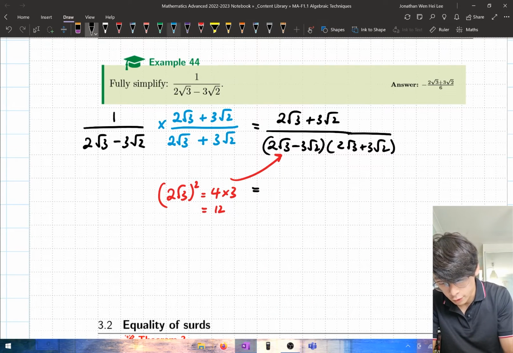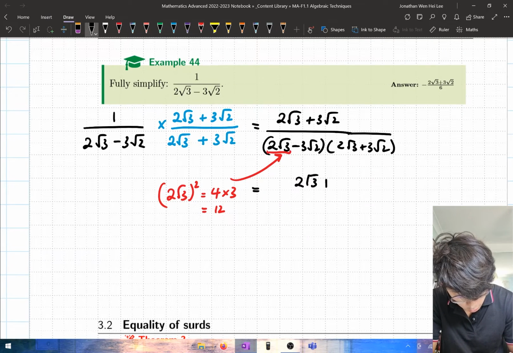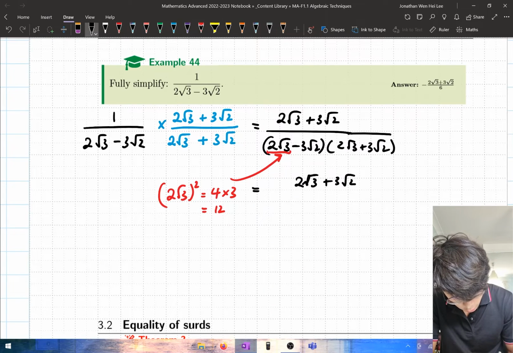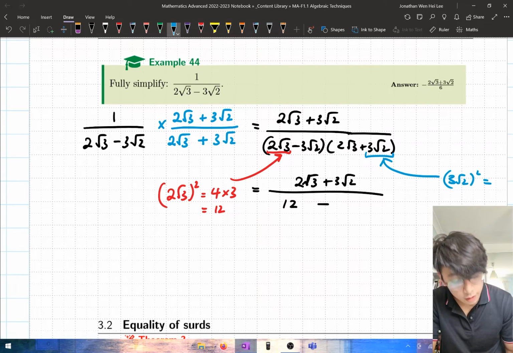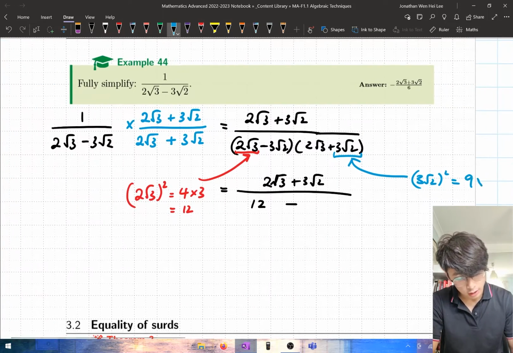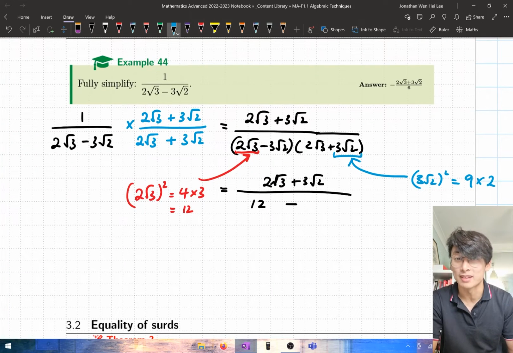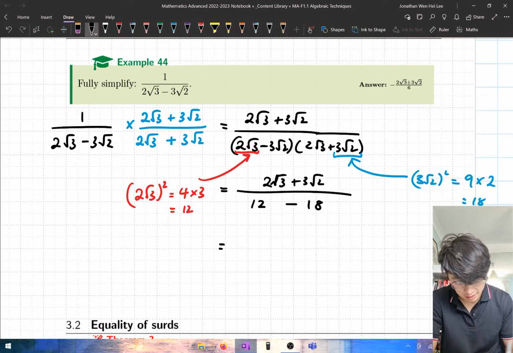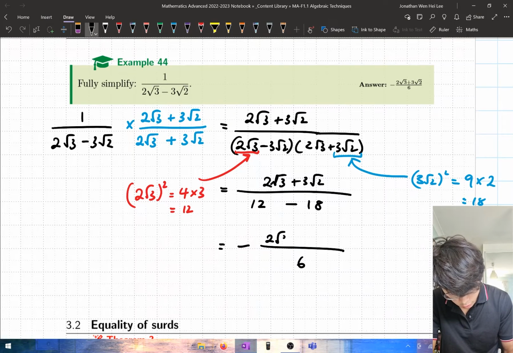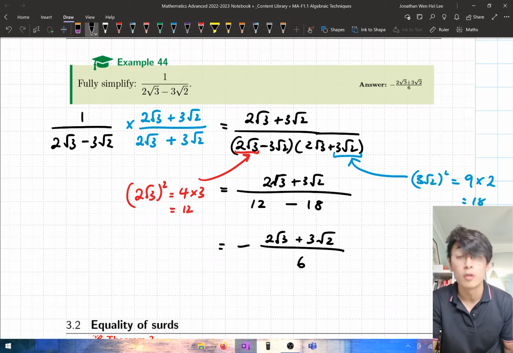So here the numerator stays the same, 2 square root 3 plus 3 root 2 all over. And then the denominator, I get 12 minus, and when I do the same thing to my 3 square root 2, when I square that, I square the 3 and I get 9 times, and then when I square the square root 2, I get a 2. So this gives me 18. So I get 12 minus 18, that will give me minus 6, and I can actually pull that minus at the front, and so I get negative 2 square root 3 plus 3 square root 2 over 6.